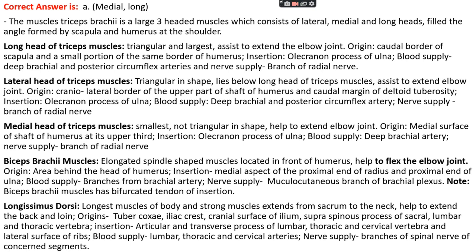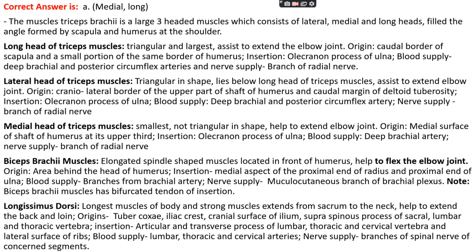Similarly, the lateral head of triceps brachii is also triangular in shape and lies just below the long head of the triceps muscle. The function is the same, to extend the elbow joint. Okay. Its origin is from the cranial lateral border of the upper part of the shaft of the humerus and the caudal margin of the deltoid tuberosity, while the insertion of all three heads of the triceps muscle is the same, that is the olecranon process of the ulna, and blood supply and nerve supply are also the same.